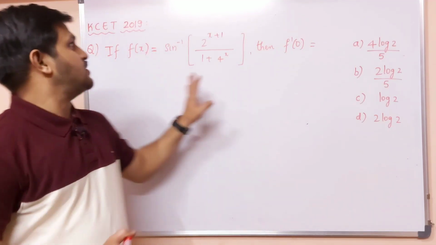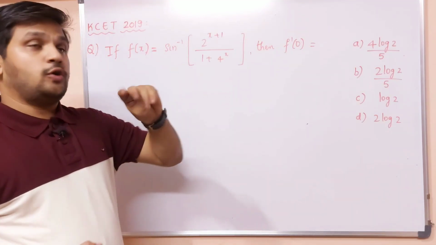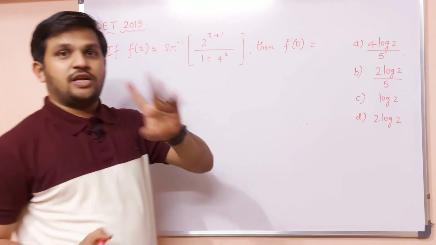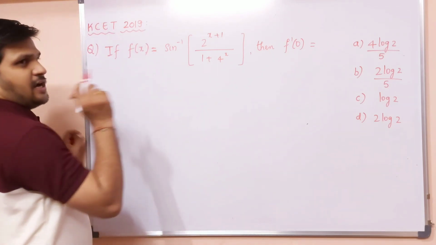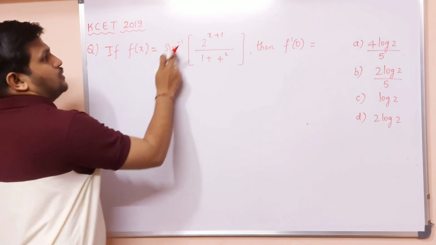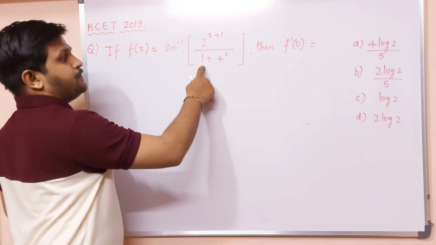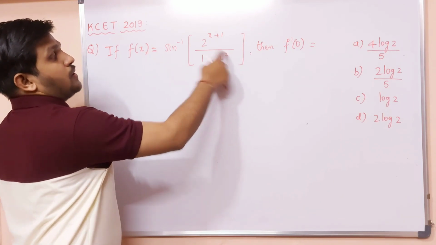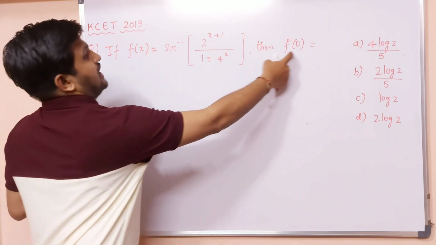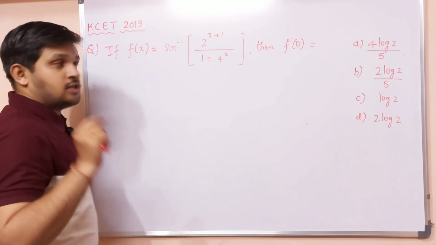Well, now the next question. This is the fourth question which was asked in 2019. Look, it is a simple and very good question. If f of x equals sin inverse of 2 power x plus 1 divided by 1 plus 4 power x, then you need to find f dash of 0.